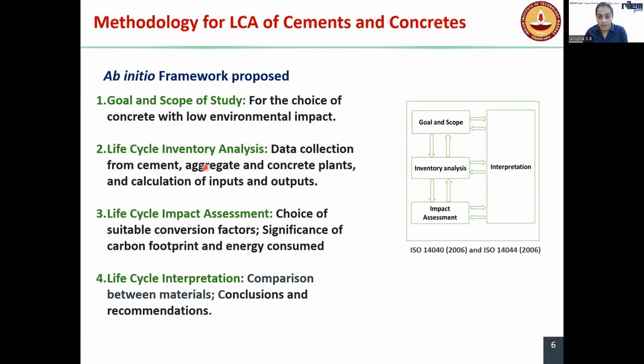So in inventory analysis, instead of depending on the database, I went to different cement, aggregates, and concrete plants in and around India to collect the primary data. And instead of depending upon the default impact assessment methodologies, I came up with a methodology to choose characterization based on each input for different cases.